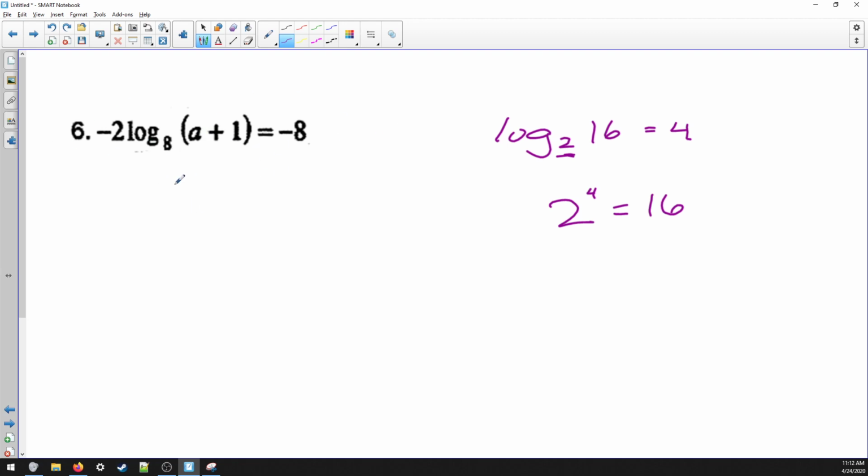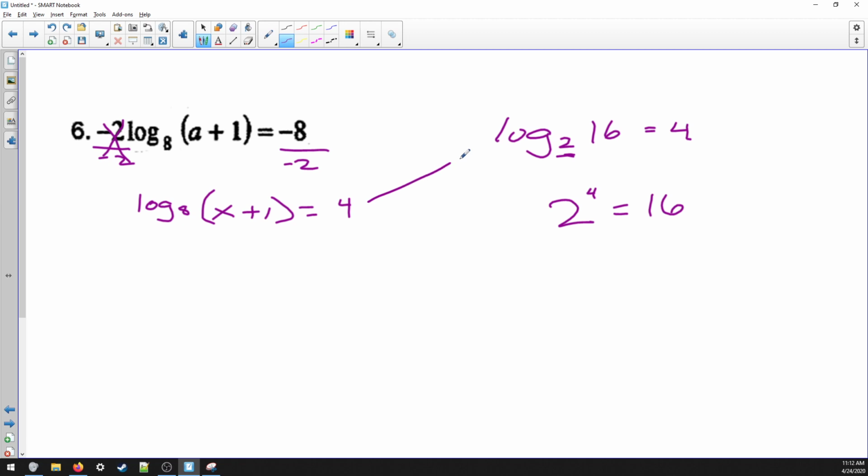But the one catch is you have to get the log by itself before you do this conversion step. So this negative 2 sitting on the outside, I'm going to divide by it, because this is really negative 2 times the log. If I divide both sides by negative 2, the left-hand side will cancel, and I get log base 8 of x plus 1. I'm going to write x plus 1 because my a's look like 9s, especially when I write with a writing slate. And then if I divide on the right, it just becomes positive 4.